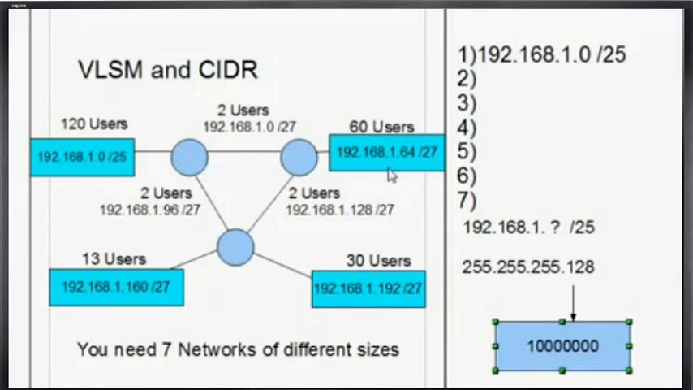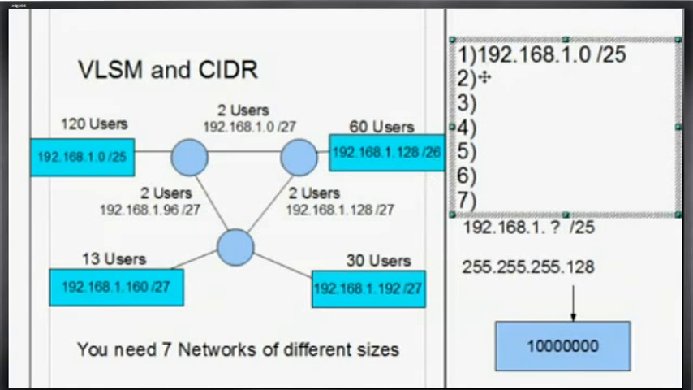Then I'm going to go to the next largest network, and I'm going to make this network the 128 network. That's where the next network will start, and we need 60 users, so it needs to be size 64, so it'll be /26, right? So the next network will start at 192.168.1.128, and it will be /26. Now, why is that?